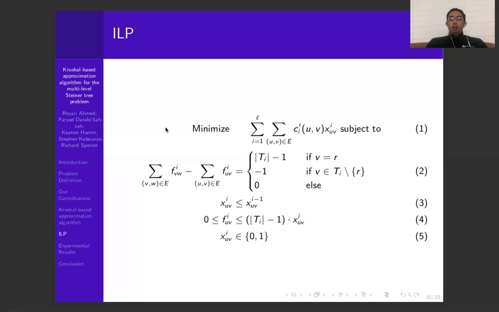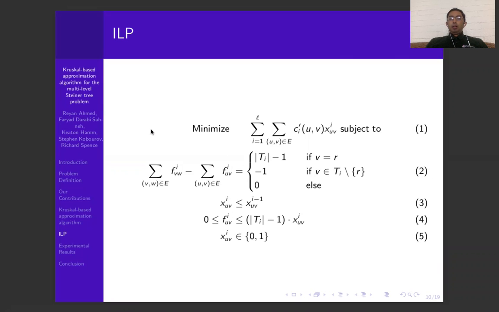Hello, I am Rian, and now I am going to talk about the ILP, the integer linear program to compute the exact solution of the multi-level Steiner tree problem. Using this ILP, we can compute the experimental approximation ratio of different heuristics and then compare different heuristics based on those ratios.